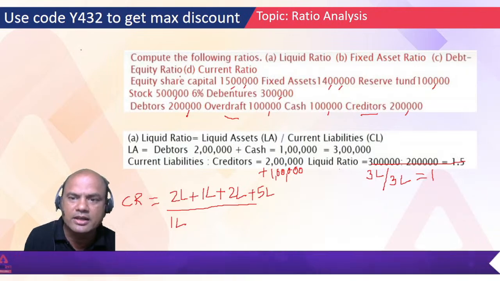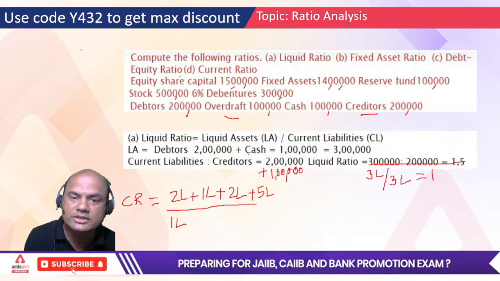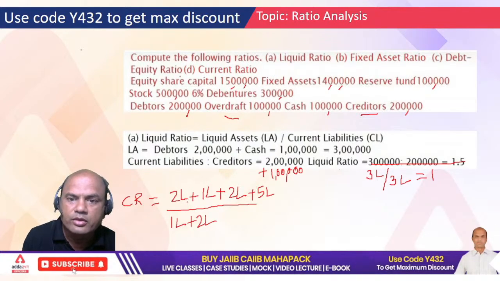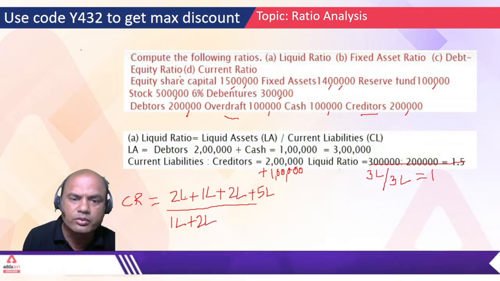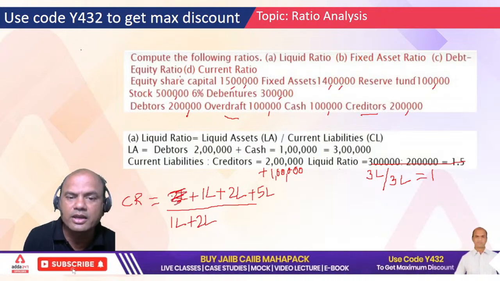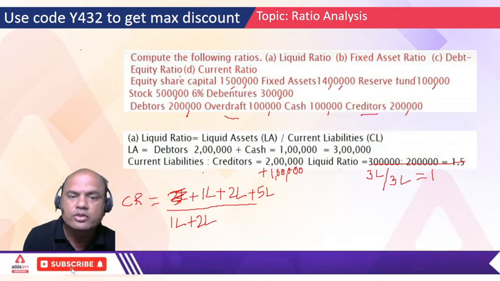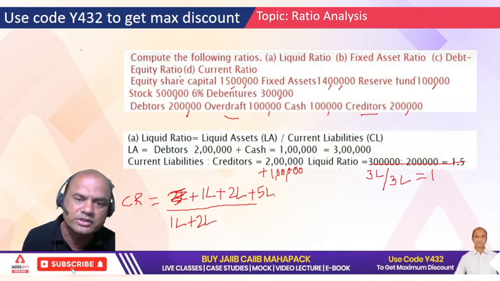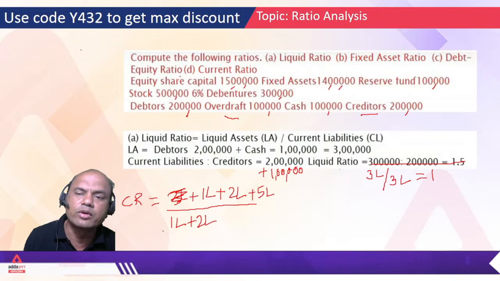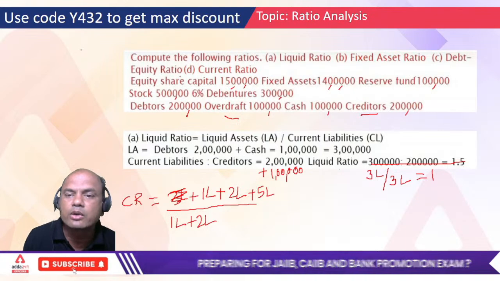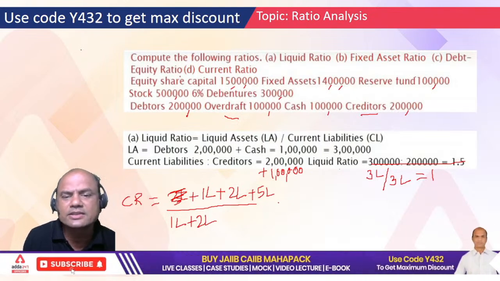Anything more? Creditors is there, that was remaining. Creditors 2 lakh, so 2 lakh creditors over here. What did I take over here? I took creditors as current asset, it was wrong. Creditors become a part of current liability. So cash 1 lakh plus 2 lakh as debtors plus 5 lakh as inventory or stock, that is the current asset. And 1 lakh is this OD, and 2 lakh is the creditors. Just add this and you'll get the current ratio.